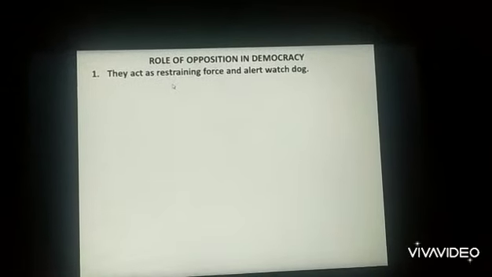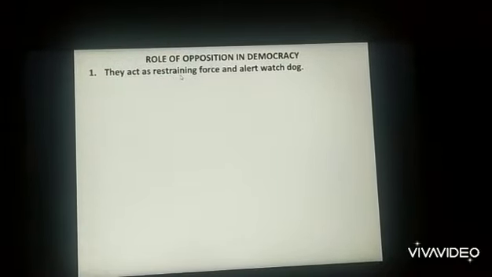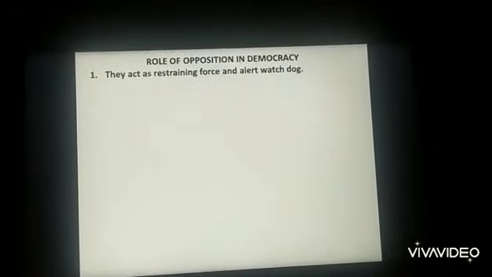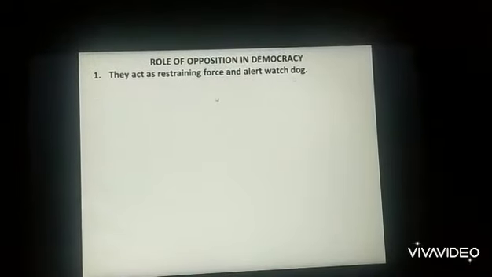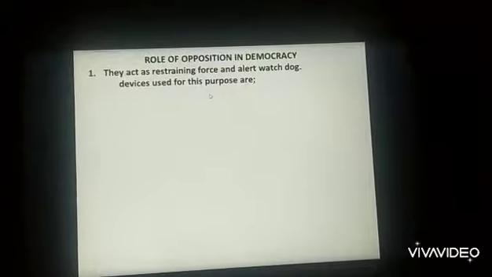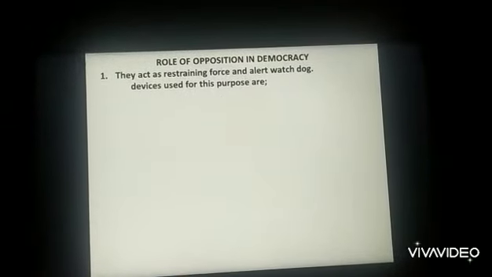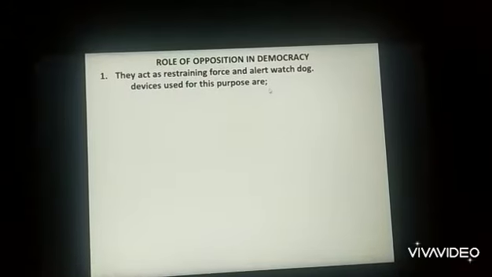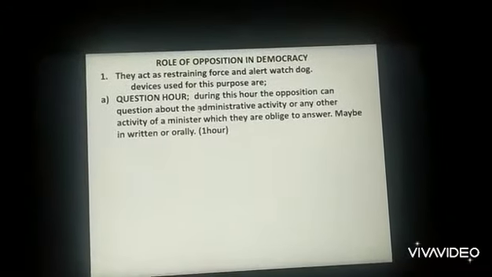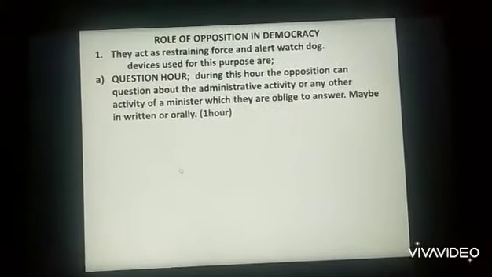So opposition is very important, and the first thing they do is act as a restraining force and an alert watchdog. Now, how can they achieve this purpose, how can they restrain the government and act as an alert watchdog? The first way is by utilizing question hour.